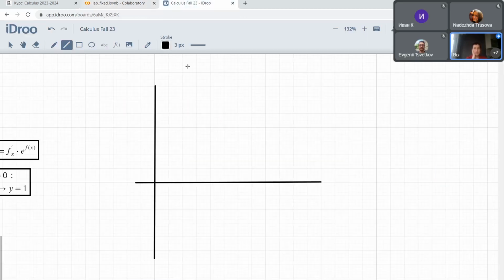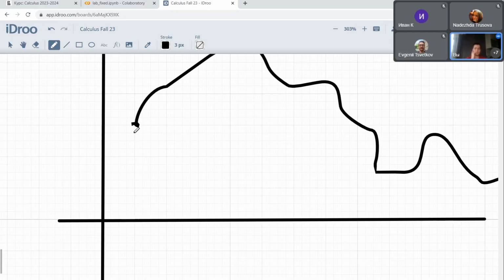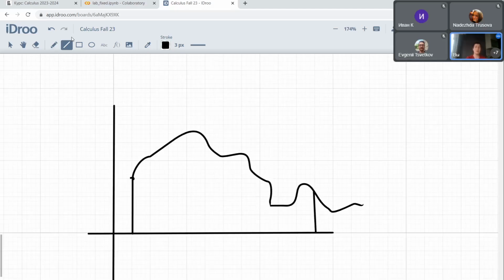Suppose we have some function, an interesting function, like this one. And we want to compute the area under the curve. So how can we do it? Okay, maybe we are lucky and we can compute a definite integral from a to b.